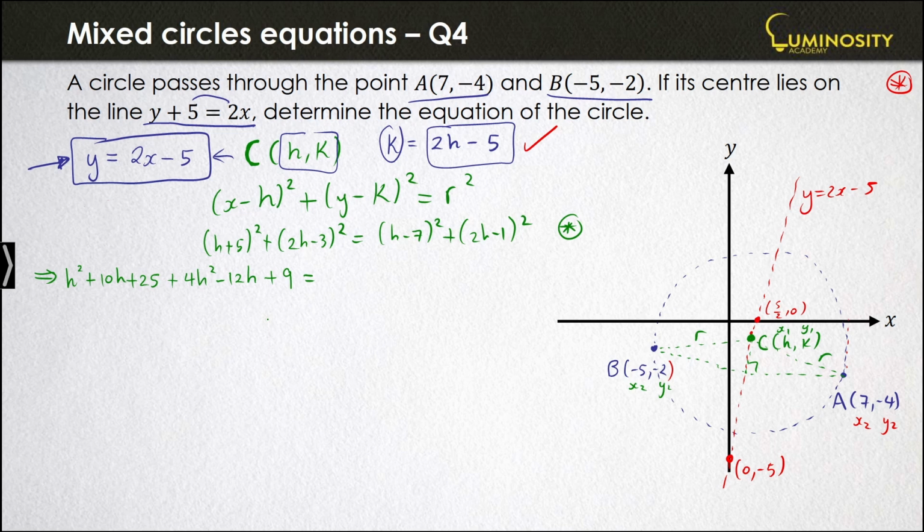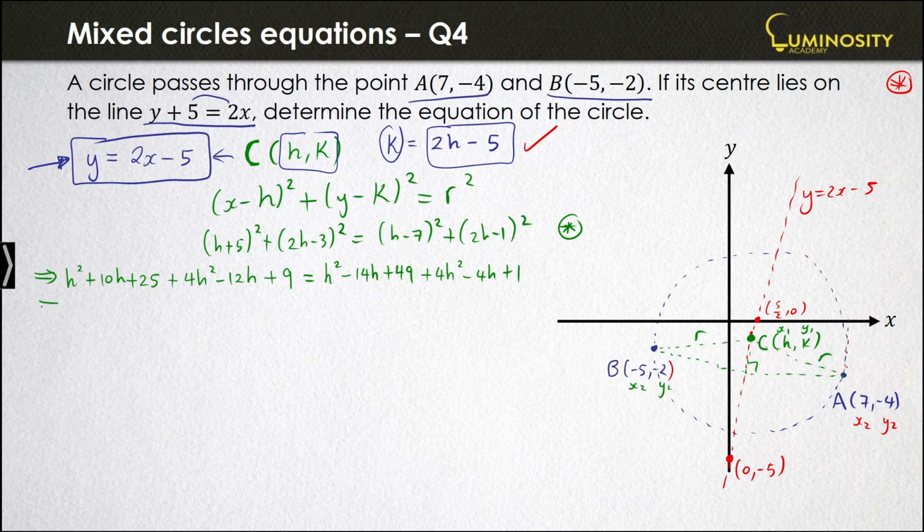Okay, on the right-hand side, here we just have to be careful and expand out our algebra correctly. So take your time and don't rush it. Here h minus 7 all squared is going to be h squared minus 14h plus 49. And then over here, it's going to be plus 4h squared minus 4h plus 1.